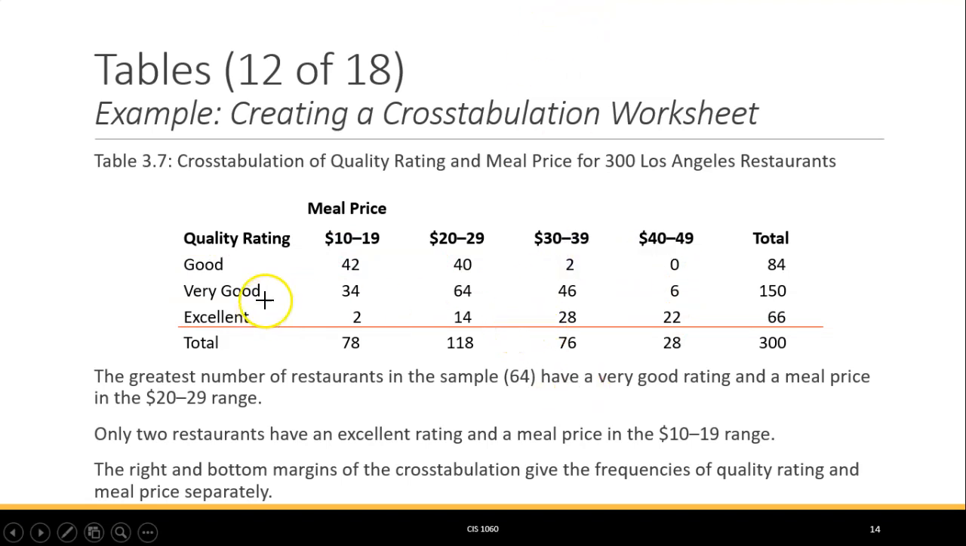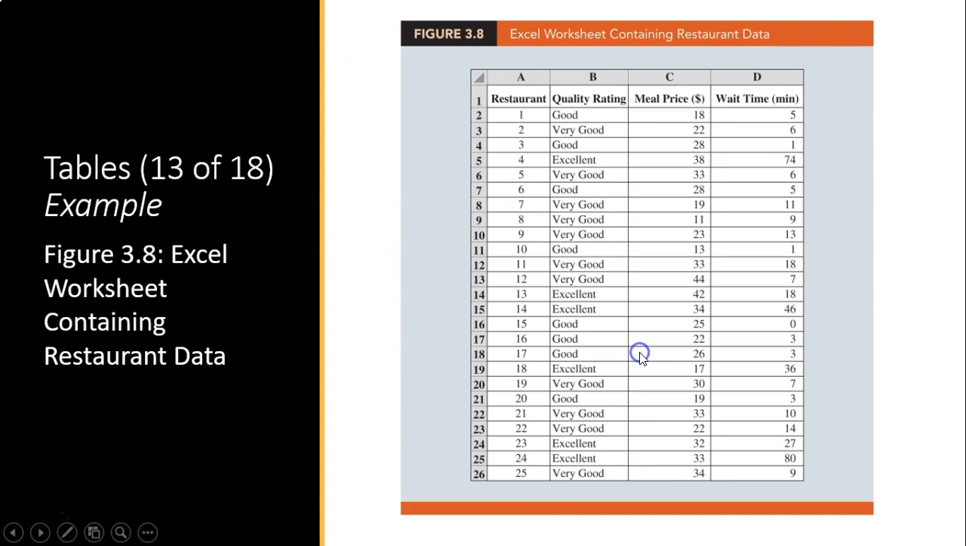All right, and then we can start doing a comparison here. Very good seems to have more in the middle price range. And of course the excellent restaurants tend to have more in the upper price range, right? And it looks like this price range here is where the greatest majority are for all of the restaurants. So it's just an interesting way of taking a look at our data because we're cross-tabulating it.